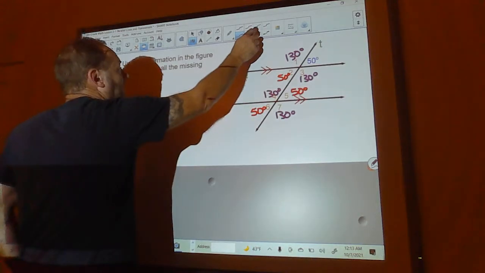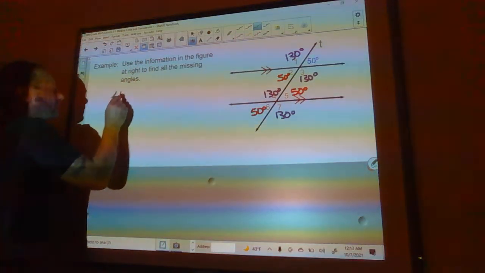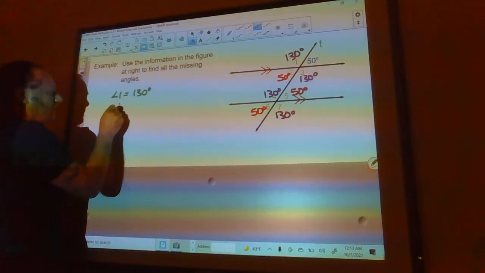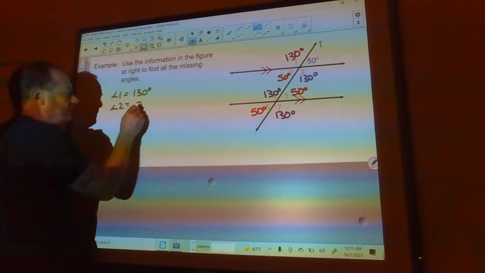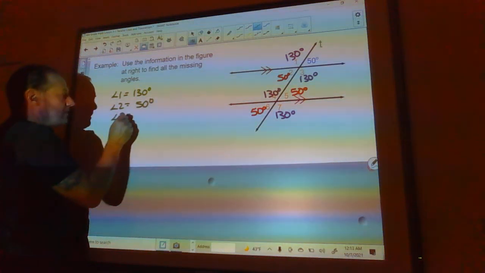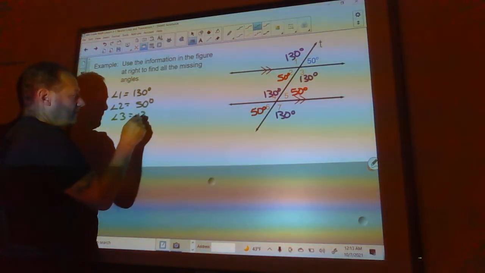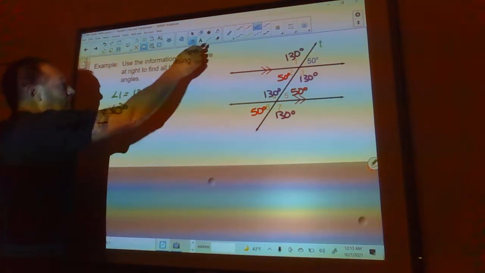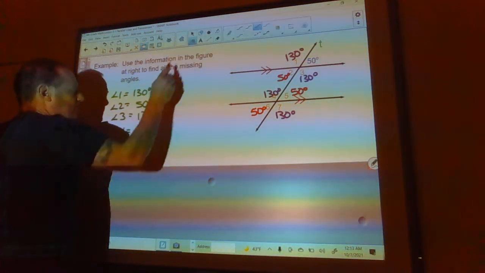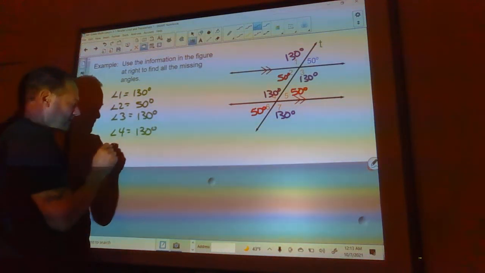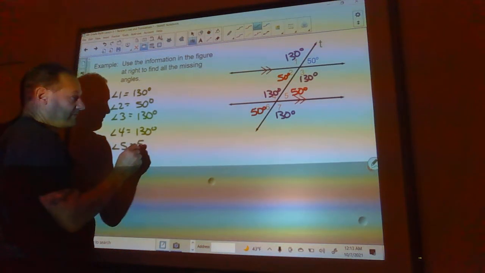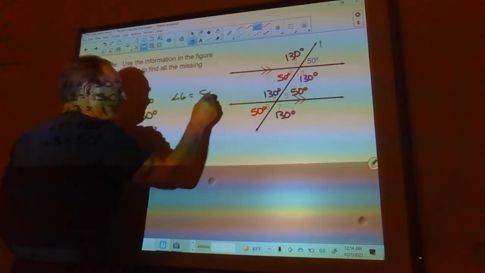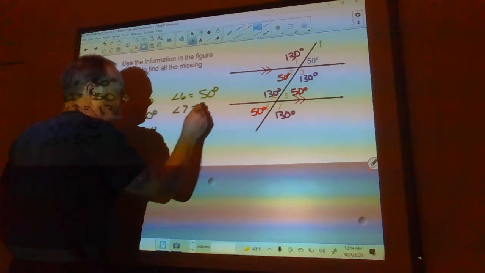Okay, so we can just write it out over here. Angle 1 is 130. Angle 2 is 50. Angle 3 is 130. Angle 4 is 130. Angle 5 is 50. Angle 6 is 50. And angle 7 is 130.